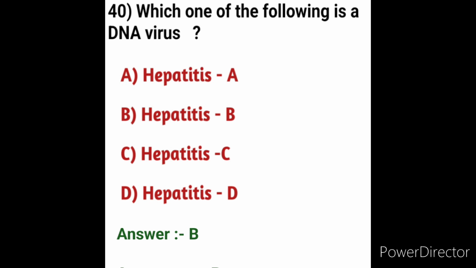Hepatitis A is the RNA virus; hepatitis B is a member of the hepatitis DNA virus group, a double stranded DNA virus. Option B is the correct answer, but in the part 2 video I mentioned option A is the correct answer. That is wrong. It was my mistake, so I am apologizing to all my dear viewers. Next time I will not repeat this type of mistake.